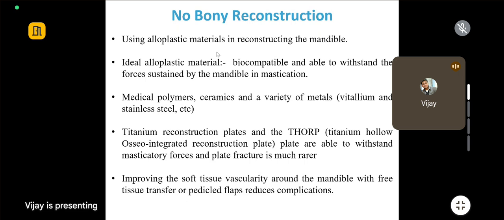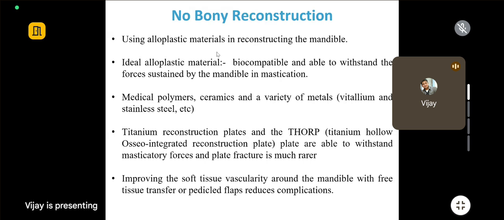So, no bony union then, using alloplastic materials in reconstructing the mandible. The ideal material is biocompatible and able to withstand the forces sustained by the mandible in mastication. Medical polymers, ceramics, and a variety of metals were used. Titanium reconstruction plates and the THOR, which is titanium hollow osseointegrated reconstruction plates, are able to withstand the masticatory forces, and plate fracture is much rarer.